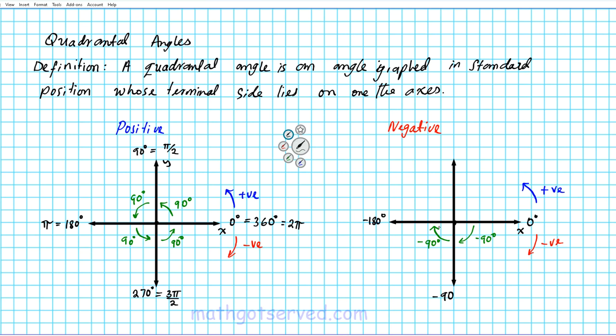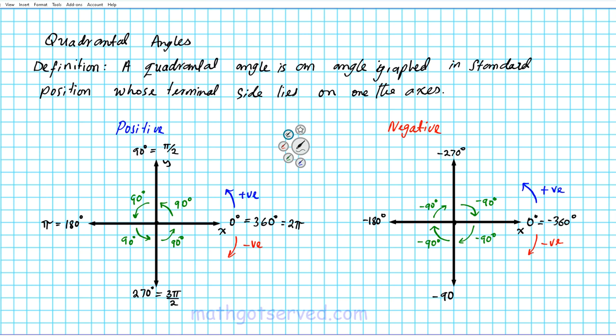Rotate another quarter of a circle. Let's change the color here. That will give you negative 270 degrees. Alright, and then if you rotate another quarter of a circle, keep subtracting 90 degrees, that'll give you the next negative quadrantal angle. So subtract 90 degrees, and that is negative 360 degrees. Alrighty, so there goes your negative quadrantal angles.